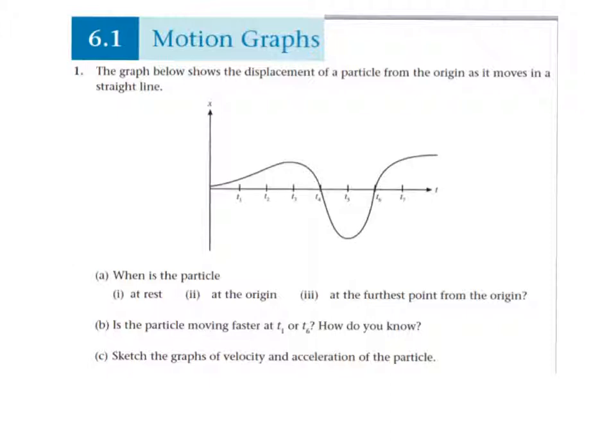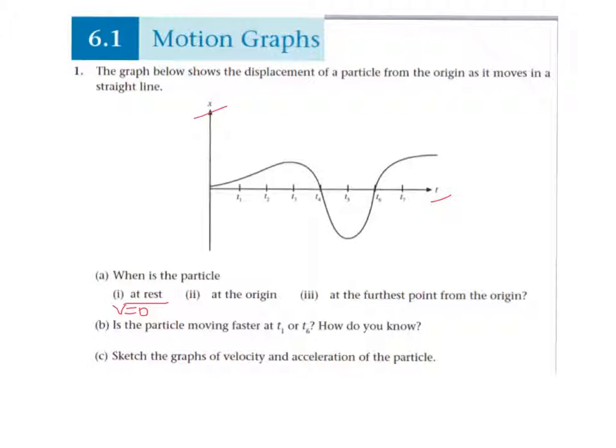We've got a graph of the displacement of the particle as it moves in a straight line versus t. So x is displacement, t is obviously time. When is the particle at rest? The particle is going to be at rest at the stationary points. Because at rest is, remember, when velocity equals 0. Velocity is the first derivative.